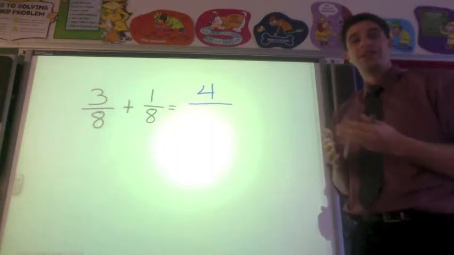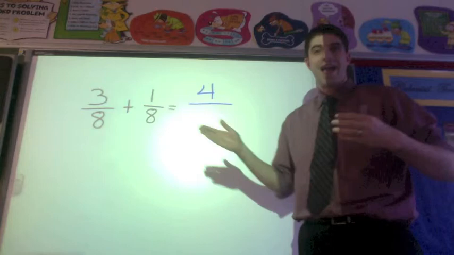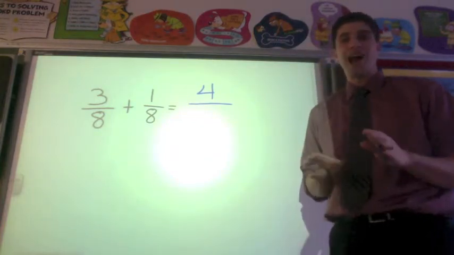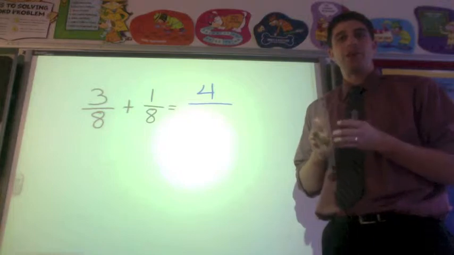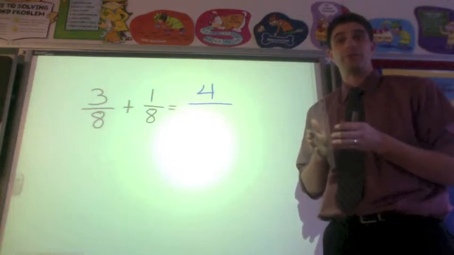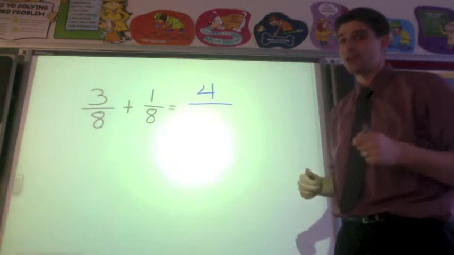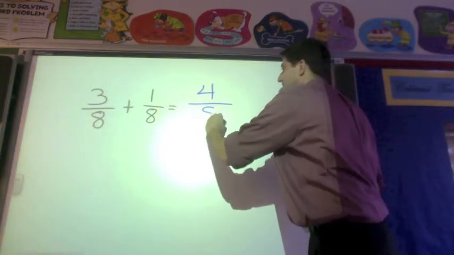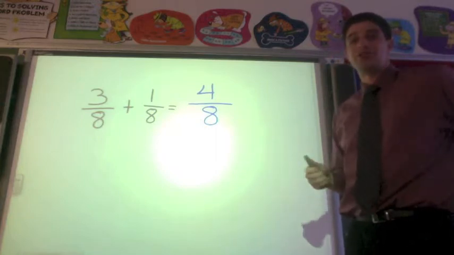Now, what we like to do next is a lot of us like to take our denominators and just add them together. But we are not going to do that. We are going to keep our denominators the same. So, my denominator then is, if you guessed 8, you're right again. So my answer is 4/8.